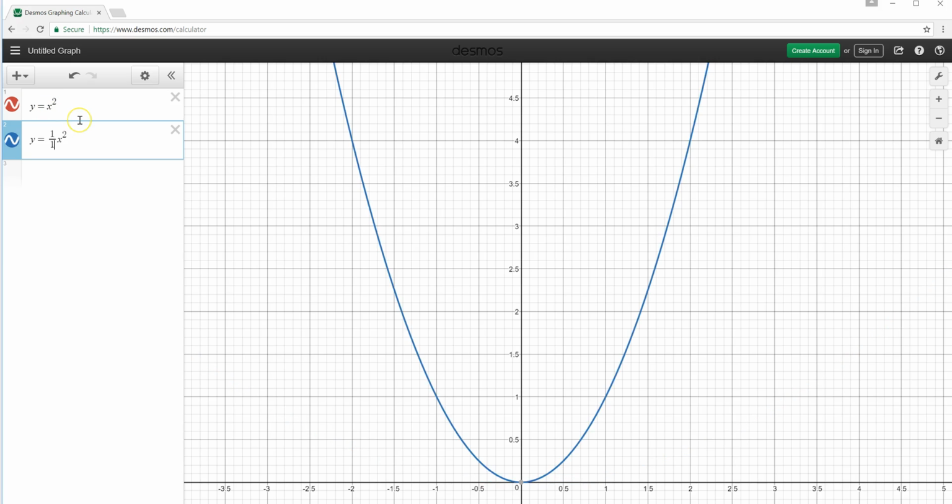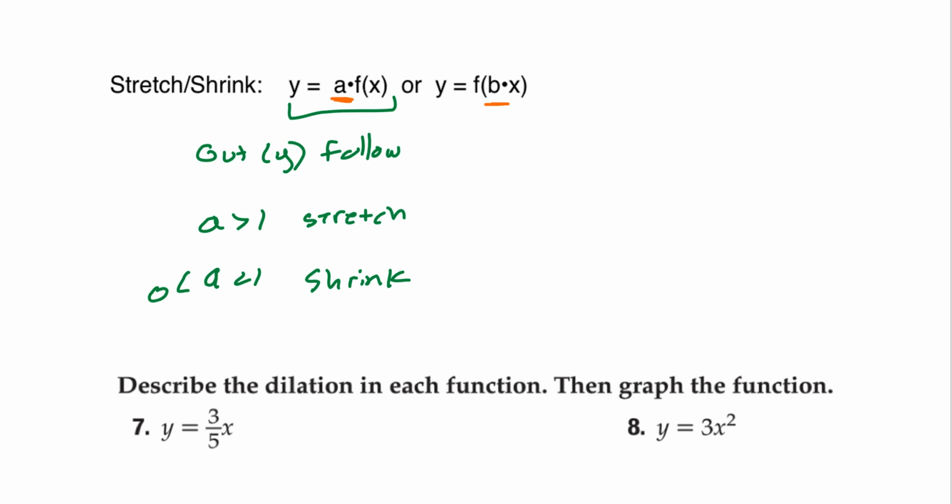The bigger the number, the skinnier it gets because it goes up really fast. So if I put like a 5 there, it gets skinny. The smaller the number, the wider it gets. So that's an outside y shrink and stretch. On the inside, x opposite.